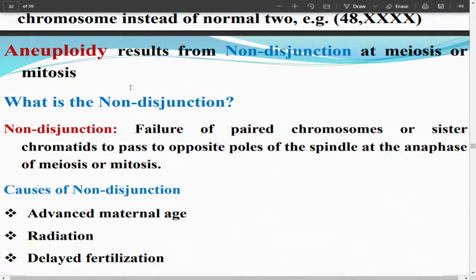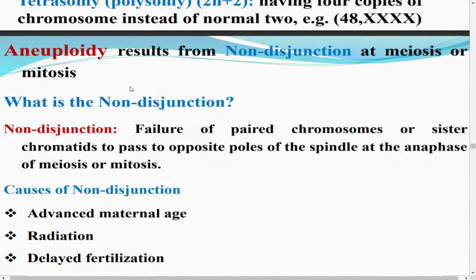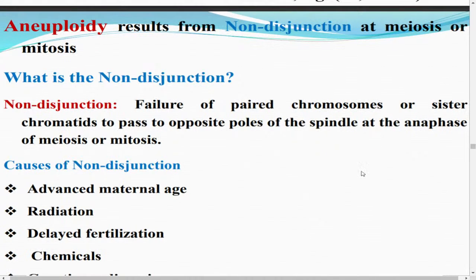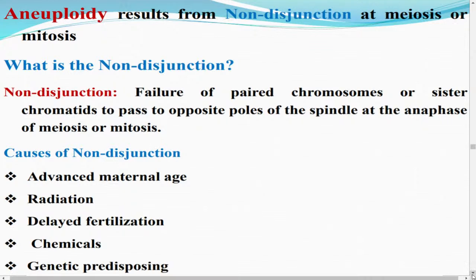This is also about aneuploid, which results from non-disjunction at meiosis. There's an explanation of why there is an aneuploid: there is non-disjunction at meiosis or mitosis. What is non-disjunction? Now we will explain why there is non-disjunction and what it is.